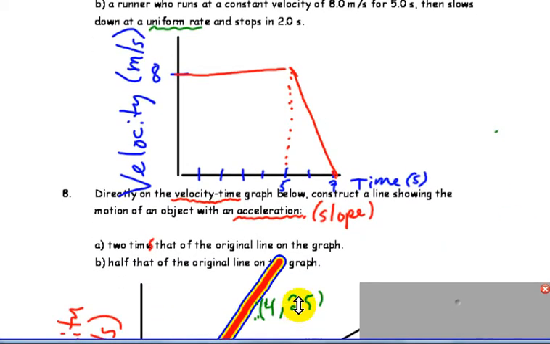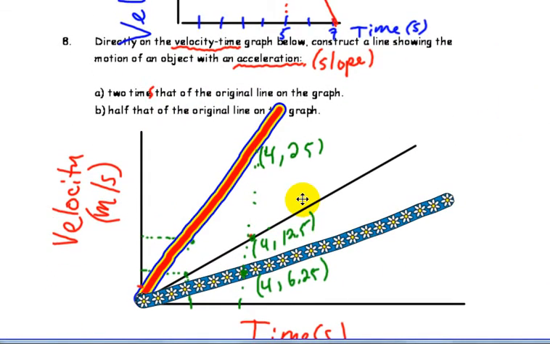That's it. And then the last question here, it says directly on the VT graph below, so yours looks neater than mine, construct a line that has an acceleration that's 2 times greater than the original, and half that of the original. Now on a VT graph, a velocity time graph, acceleration means slope. So when you see 2 times the acceleration, that's twice as much slope. So if I pick a point here, 4, 12.5, twice as much slope is 25. Or half as much here.